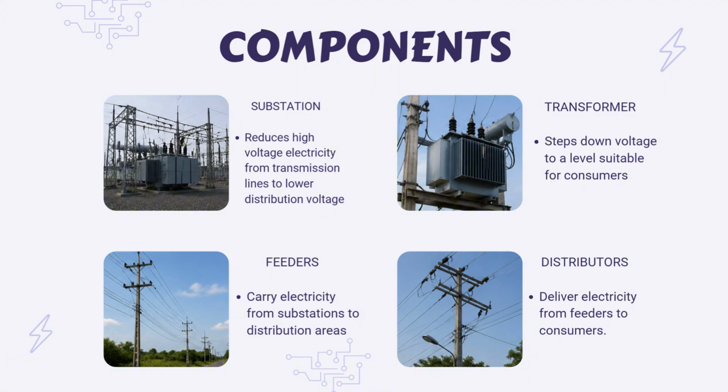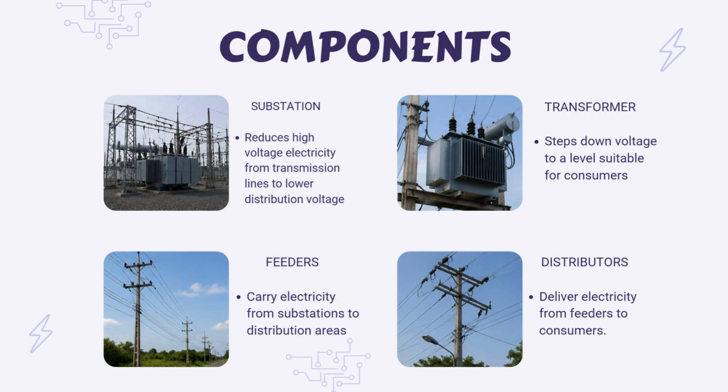Next, we have a transformer, which is used to step down voltage levels so electricity can be safely used by consumers. It also helps improve efficiency and reduce power losses during distribution. Third, we have feeders, which are cables or conductors that carry electricity from substations to distribution areas. Their main function is to transport electrical power efficiently over certain distances.